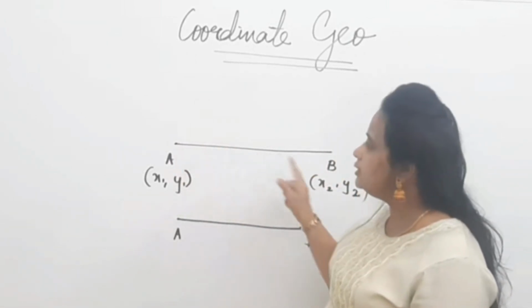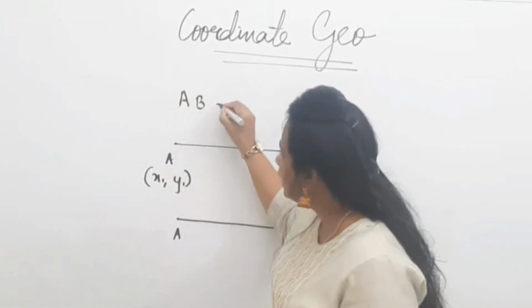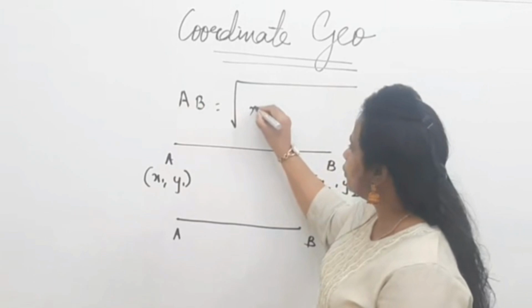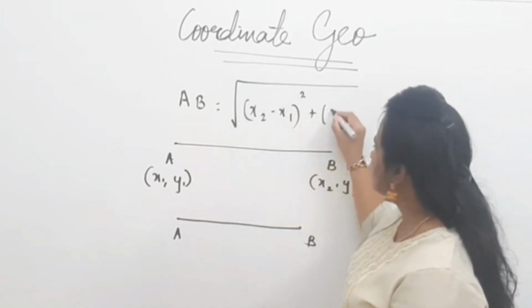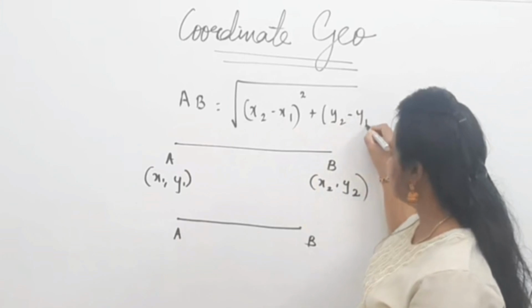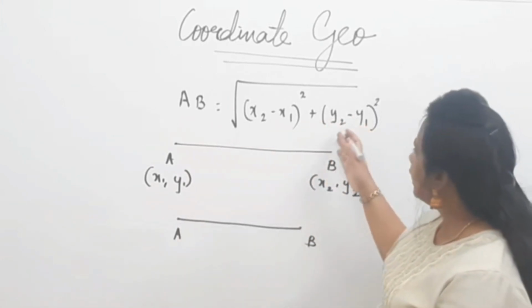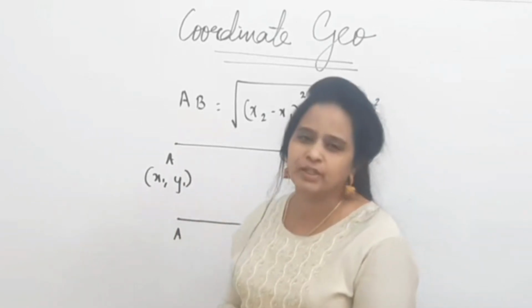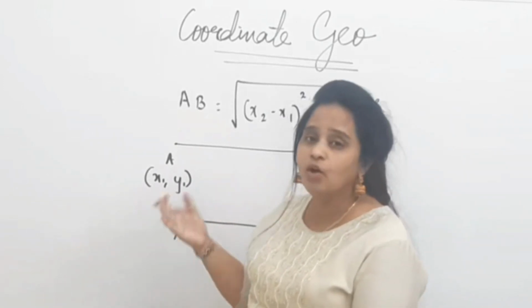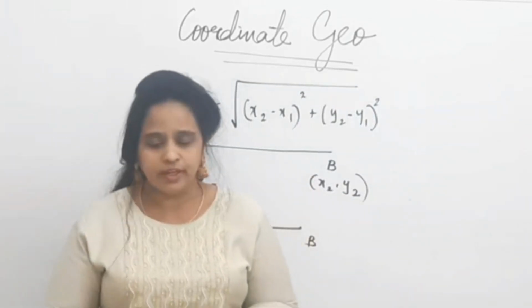So AB is the point, and I would like to find the distance between A and B, that's equal to the square root of (x2 minus x1) the whole square plus (y2 minus y1) the whole square. You can also have (x1 minus x2) the whole square plus (y1 minus y2) the whole square under the square root, both being the same. Why? Because the square of a minus symbol is going to be positive only.